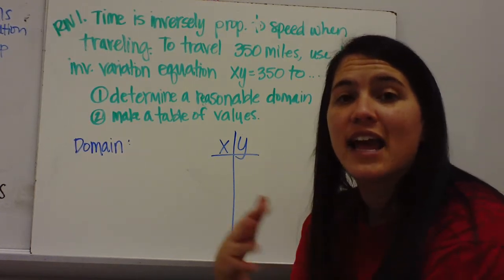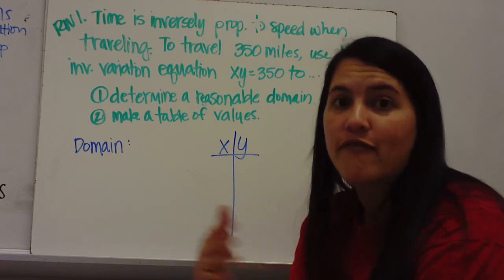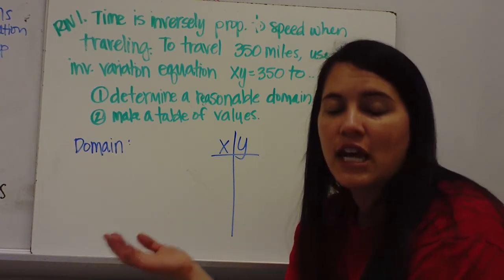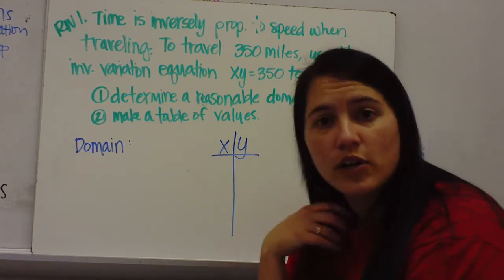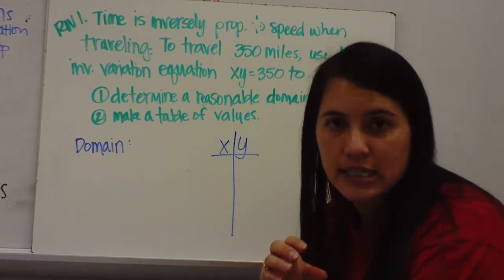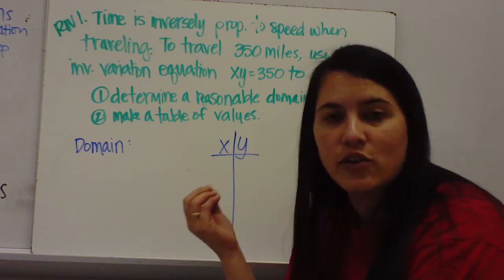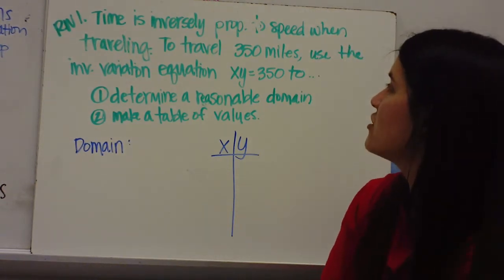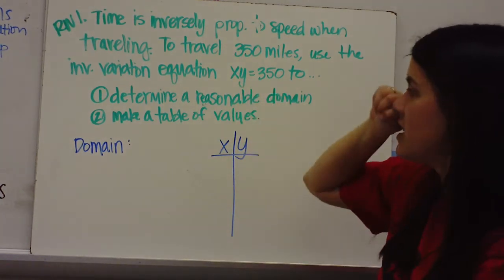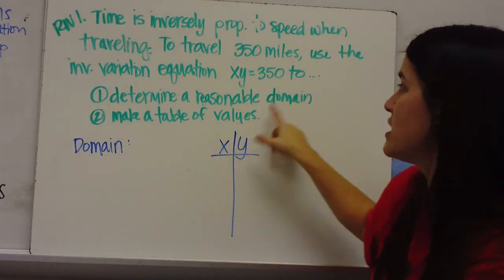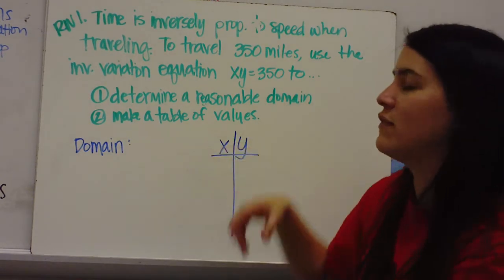If your speed increases, if you drive faster, then your time is going to decrease. If you drive slower, if your speed decreases, then your time is going to increase because it's going to take you longer to get there. To travel 350 miles, use the equation xy equals 350. We have 2 things. We have to determine a reasonable domain and make a table of values.